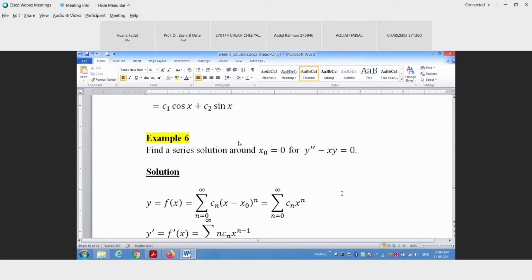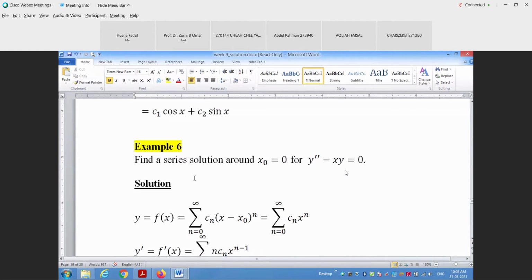About or around ordinary points. By now you should be familiar with ordinary, analytic points. So with all this, we have learned how to find a series solution around an ordinary point. Later on, I will explain to you how to find a series solution around a singular point.